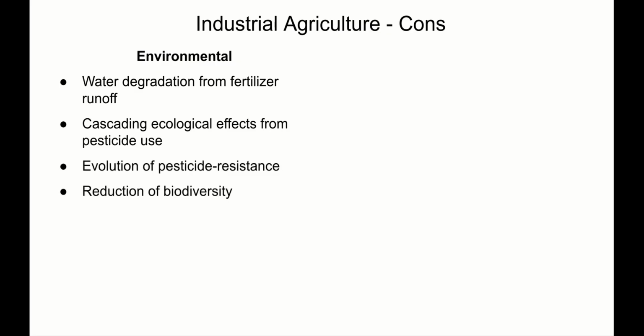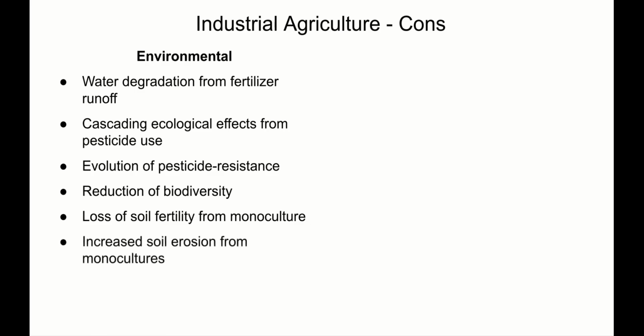reduction in biodiversity, especially with the increased use of monocultures, loss of soil fertility from monoculture, as all of our crops are removing the exact same nutrients from the soil over and over, and increased soil erosion from monocultures as well. We typically have exposed soil in our monocultures. We also have greenhouse gas emissions from the fuel-powered machinery.